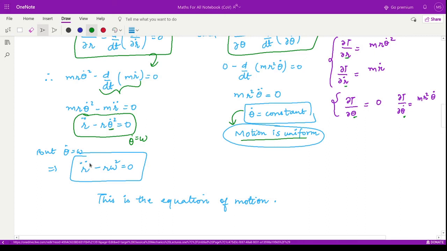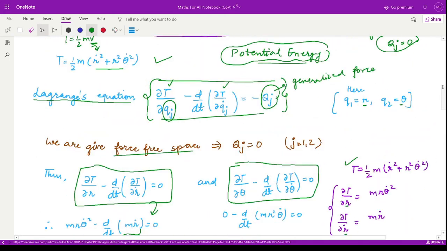So it would be r double dot minus r omega square equal to 0. So in our case, this is the equation of motion. Moreover, if you note, this is also the condition for centripetal force. So that means the motion over here is the outward motion, which is by virtue of centripetal force, as the rod is rotating in a circular motion.